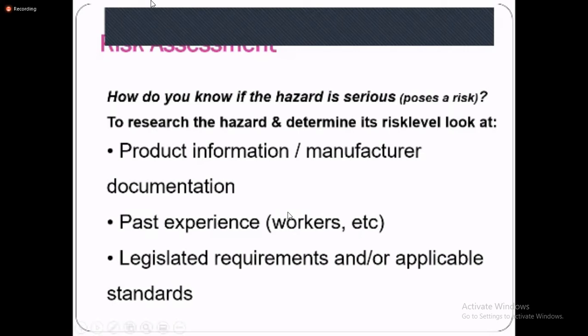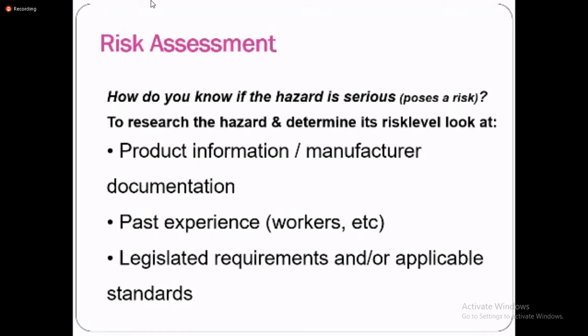Then if you want to find out how serious is this hazard, it's very important. You can go to the product information or manufacturer's documentations. Likewise, if you want to find out how serious is that particular chemical, you have to go through the SDS data, the hazards classification, those type of things is very important, right?